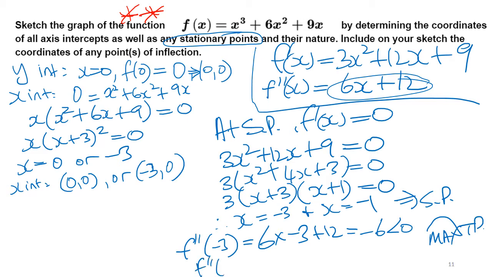We'll do one more, f double dash negative 1. 6 times negative 1 plus 12. We're going to have 6 as the answer, greater than 0. Well, if the second derivative is greater than 0, if it's a positive number, we know it's going to be concaving up, or a minimum turning point. We're going to continue on the next slide.